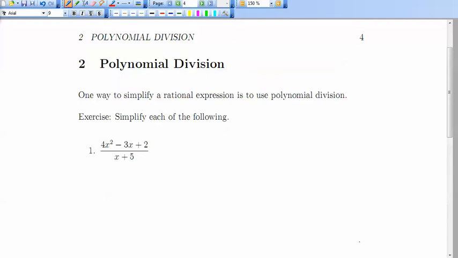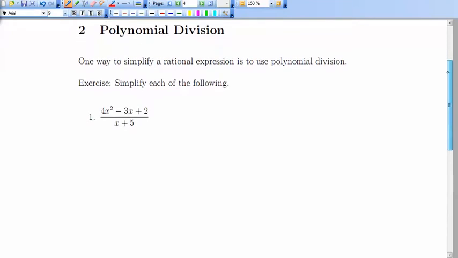Hi, we'll briefly discuss polynomial division. Now, polynomial division you may know from the French version. I'm going to use the English version here.